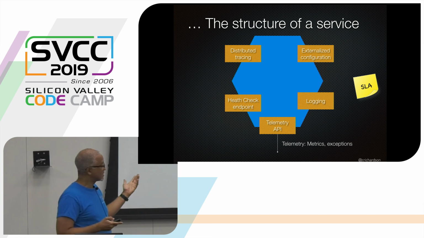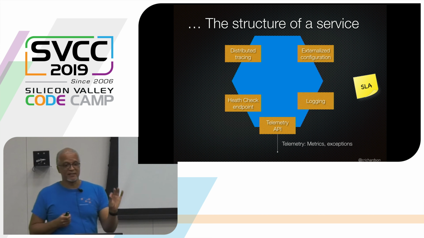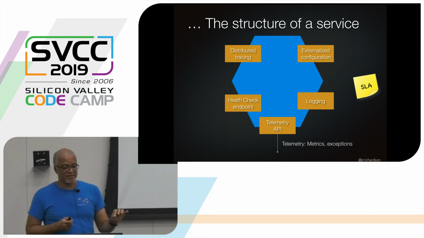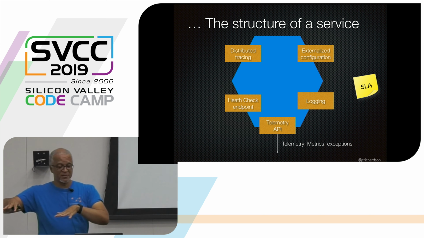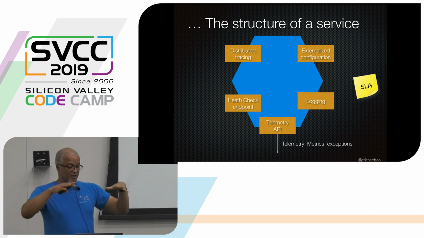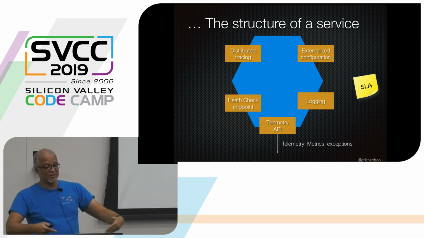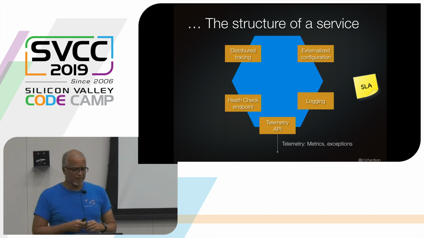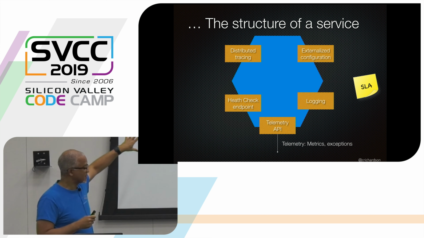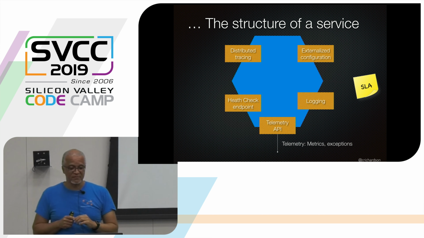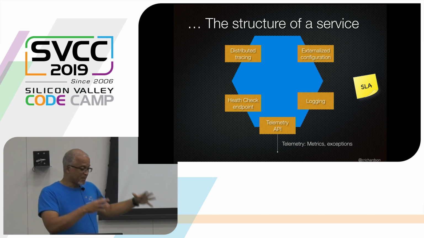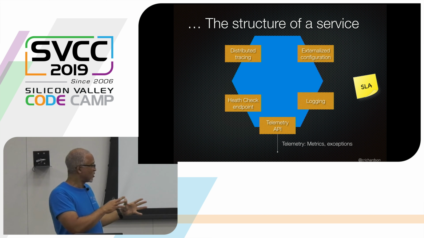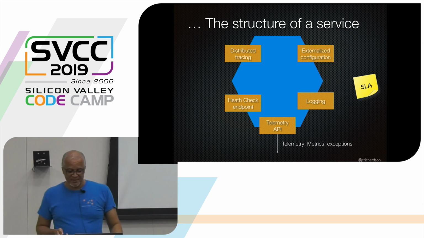And then a service typically has to participate in a distributed tracing mechanism. So when a request comes in and bounces amongst multiple services, you can actually track that and visualize it and so on. So you need all of this in place in order to have a production-ready service. So that's the operational aspects of the service.